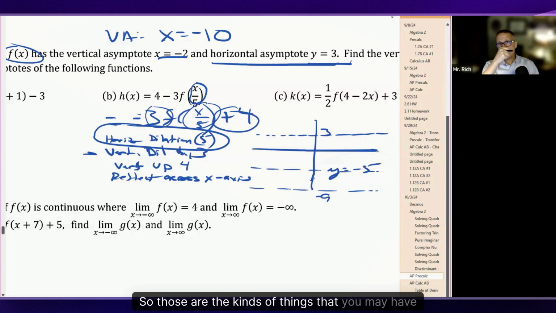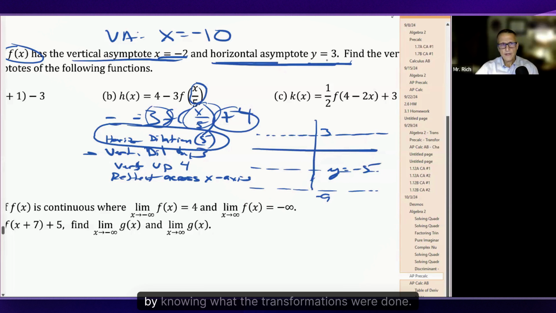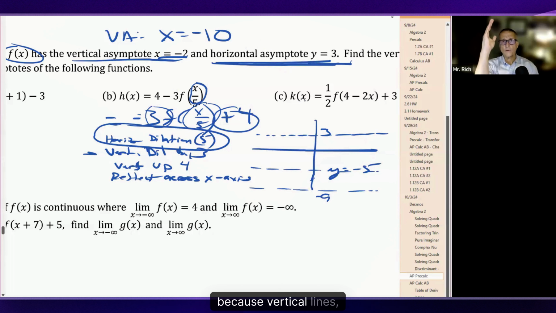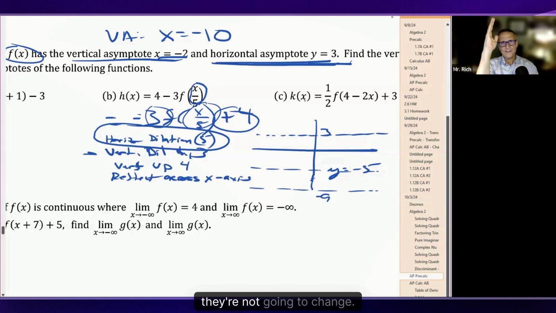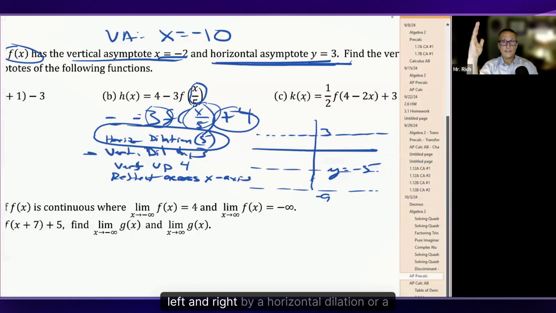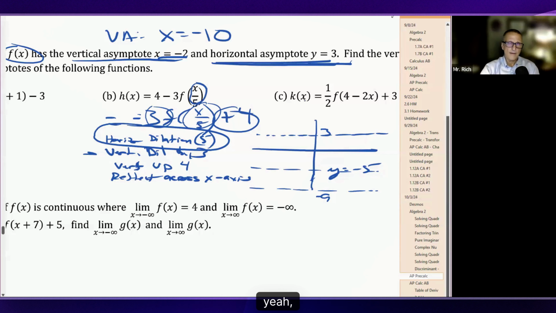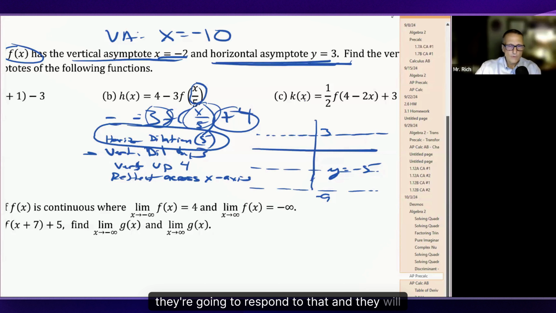So those are the kinds of things that you may have to do on your summative, is relocate some asymptotes by knowing what transformations were done. Your horizontal asymptote is only going to respond to those things that are vertical, because vertical lines, moving them up and down or stretching them vertically, are not going to change. They're still just going to be vertical. But if you shift things left and right by a horizontal dilation or a horizontal shift, yeah, they're going to respond to that and they will move around.